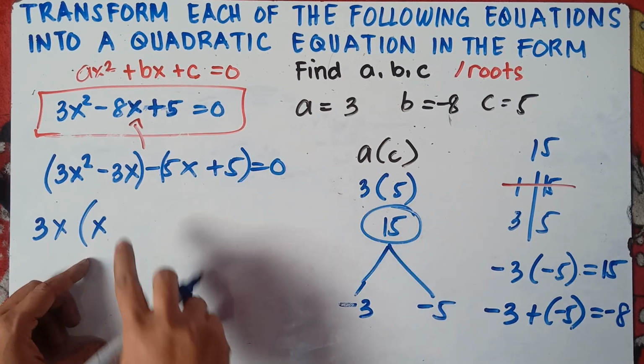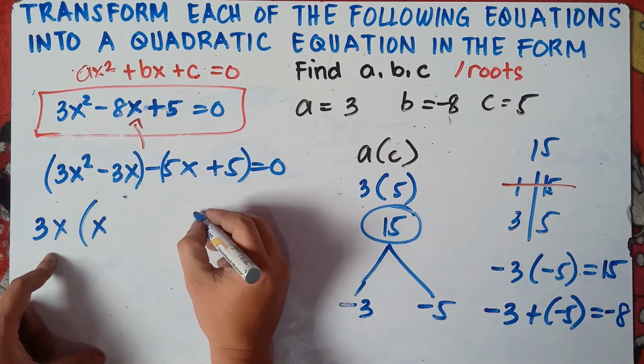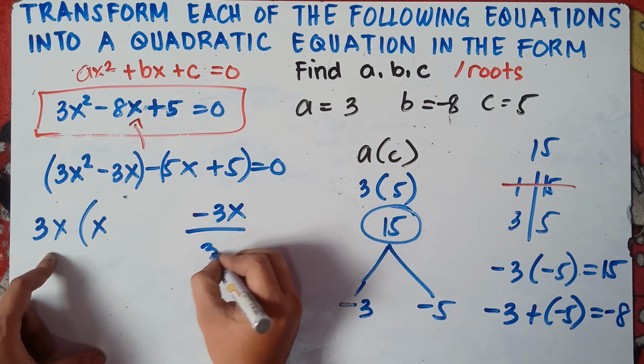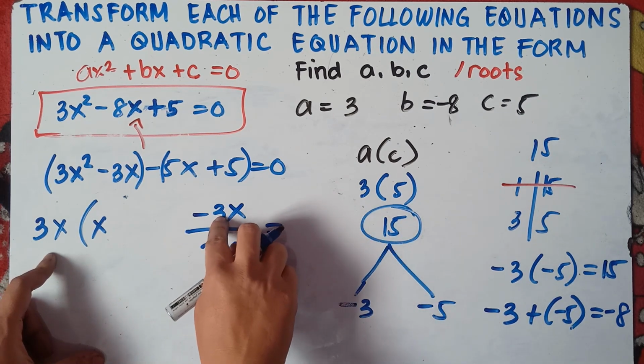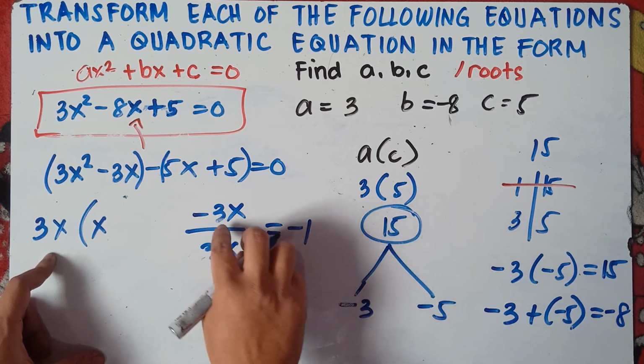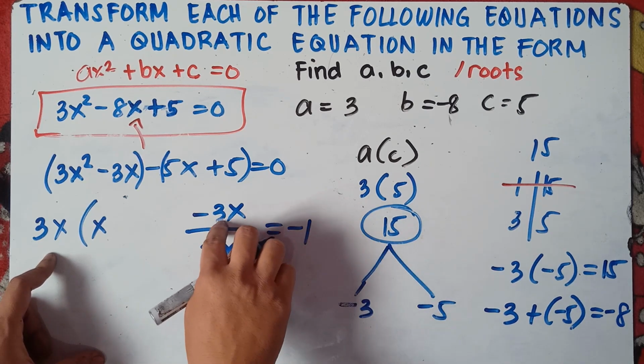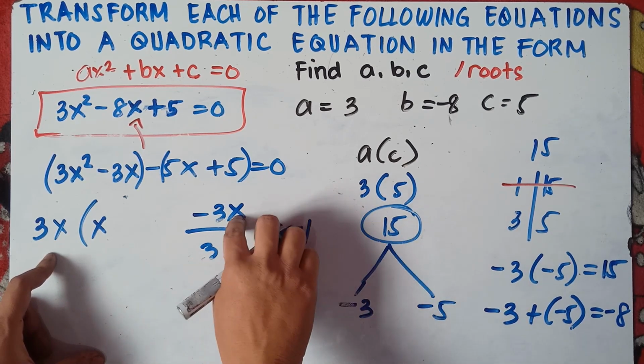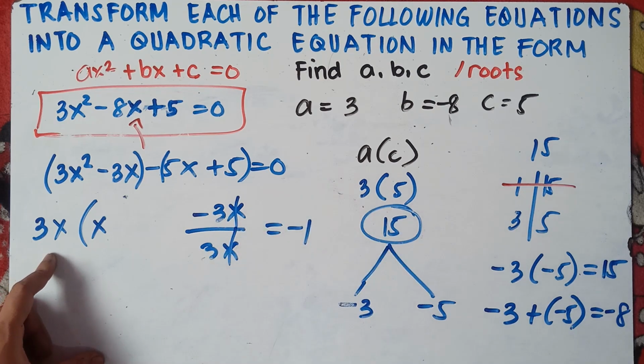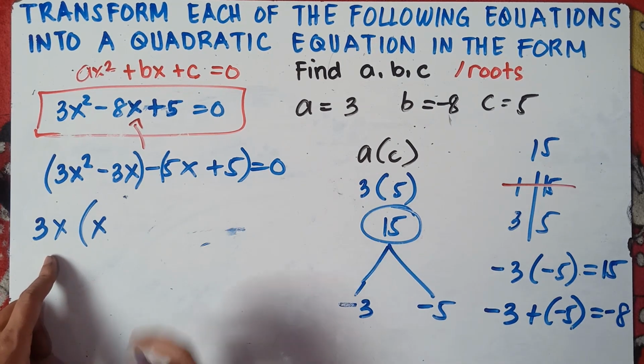And then, negative 3x divided by 3x. Negative 3 divided by 3, that's negative 1. Negative divided by positive is negative. 3 divided by 3 is 1. X divided by x, cancel. Alright, so negative 1. You can also check your answer, class.